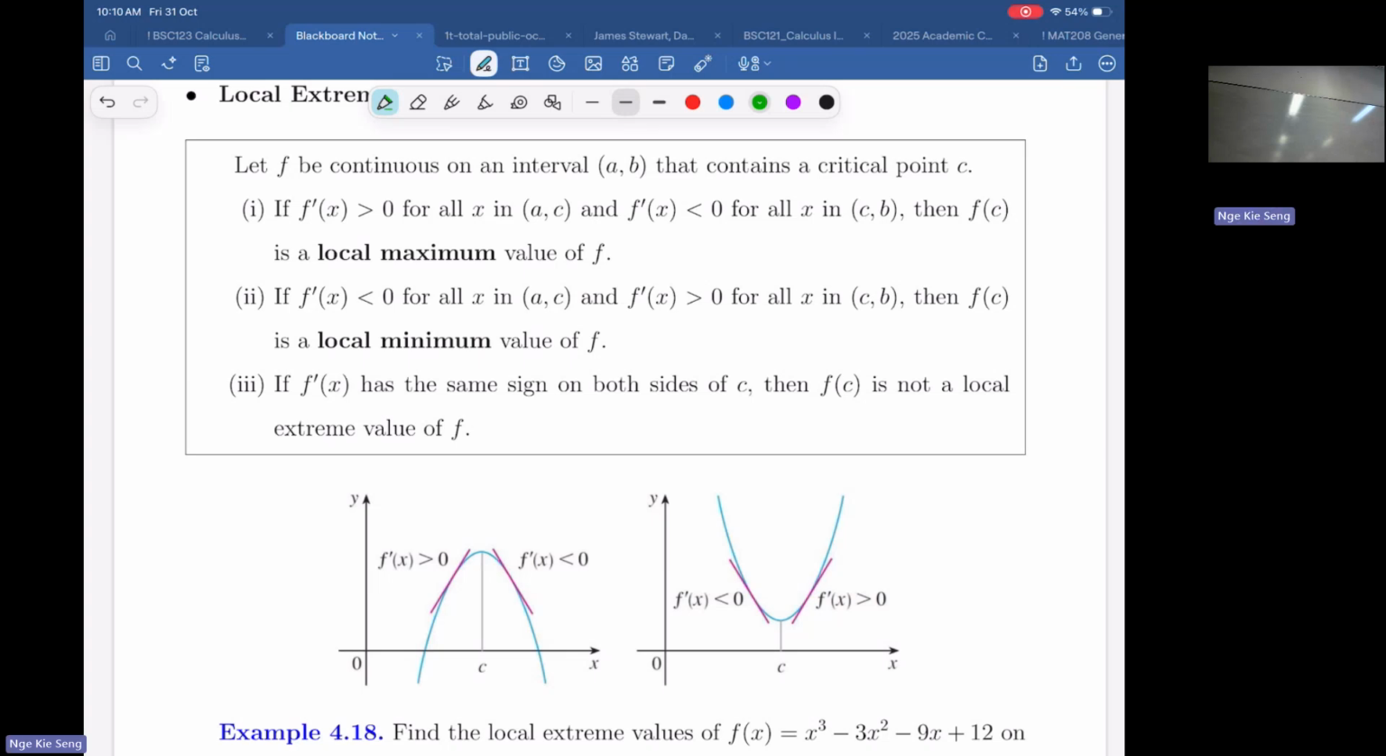So on one side, you are increasing. On the other side, you are decreasing. Meaning on the left-hand side, you have positive gradient. On the right-hand side, you have negative gradient. So you go up, go down. This is the hill. So this is the local maximum. And how do you become a minimum? You go down first, then you come up. So you found calculus very hard, or you're feeling very down, and after you do some exercise, you feel better.